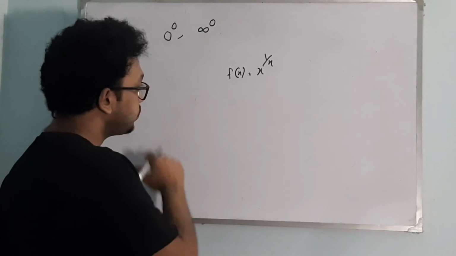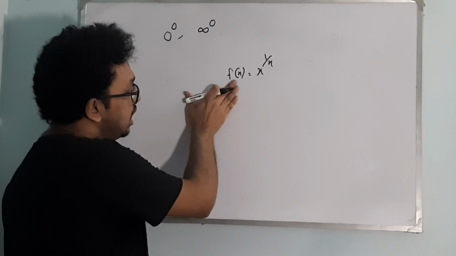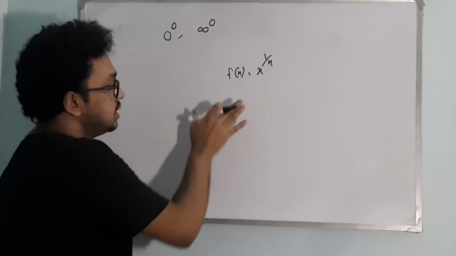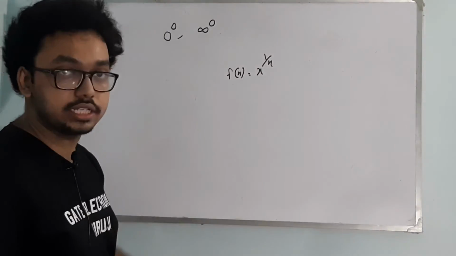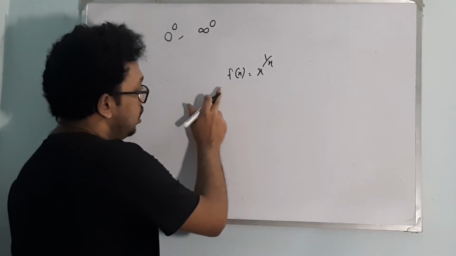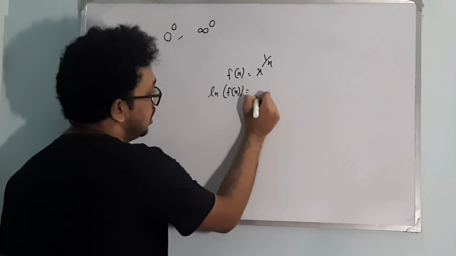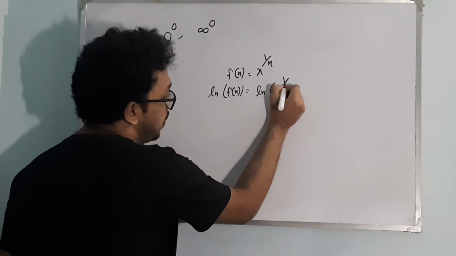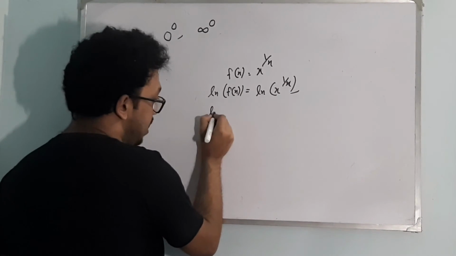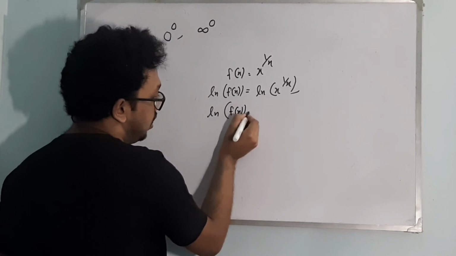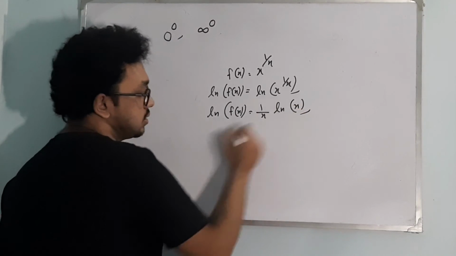So what I am doing? You have f(x) equal to x to the power 1 by x, and your final aim is to find out the limiting value of f(x) when x is tending to infinity, and you observe that when x is tending to infinity, x to the power 1 by x is present in infinity to the power 0 form. First take ln on both the sides. So you will have ln of f(x) equal to ln of x to the power 1 by x, right? And ln of x to the power 1 by x can be written as 1 by x into ln of x.